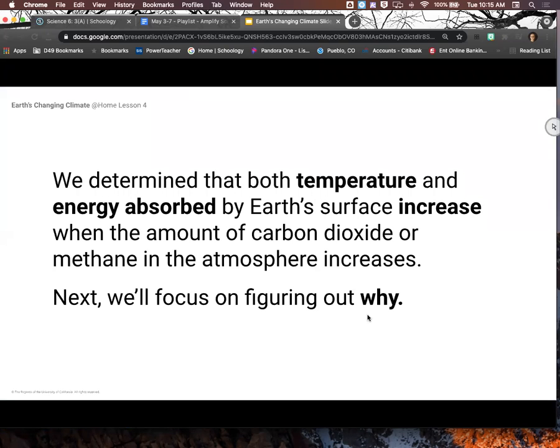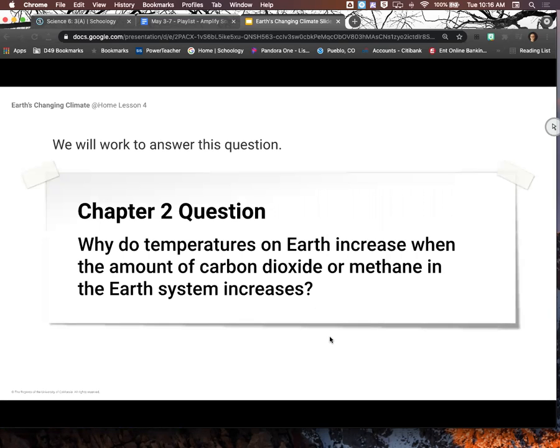We determined that both temperatures and energy absorbed by Earth's surface increase when the amount of carbon dioxide or methane in the atmosphere increases. So next, in this chapter, we're going to focus on figuring out why. Why does methane and carbon dioxide do whatever it does? So why do the temperatures on Earth increase when the amount of carbon dioxide or methane or both in the Earth system increases? So why does that happen? These questions are a lot more difficult to answer.